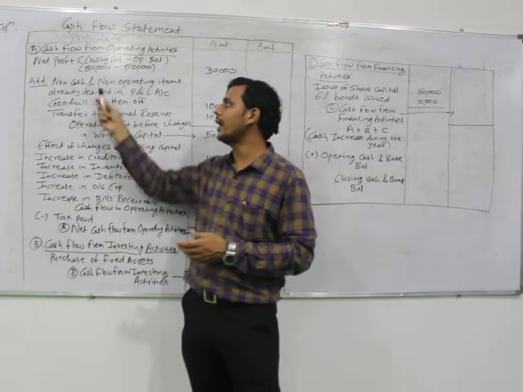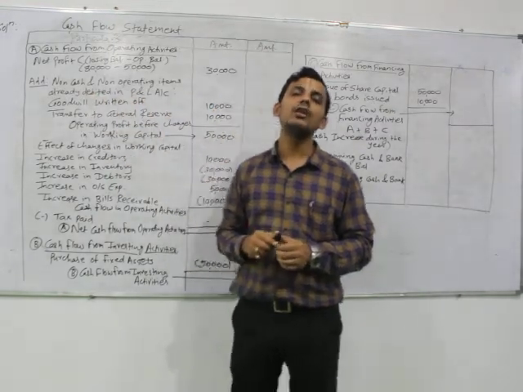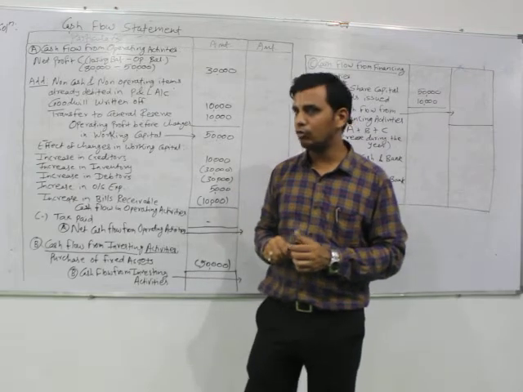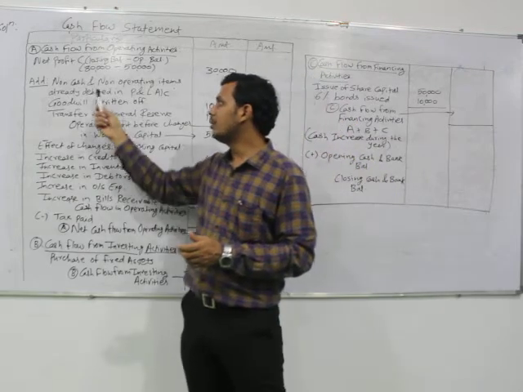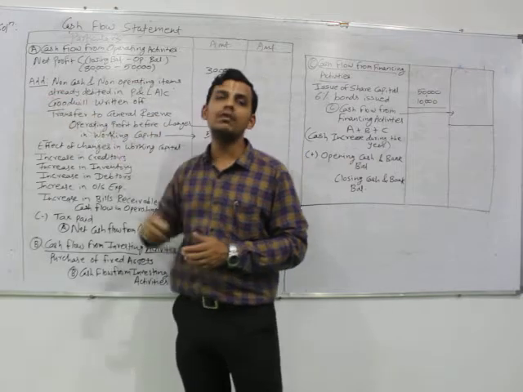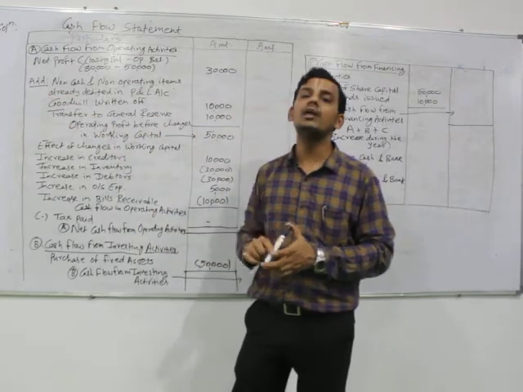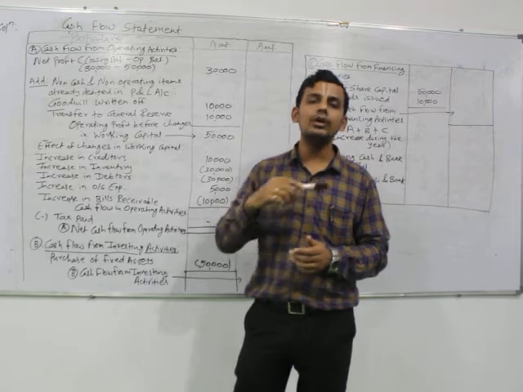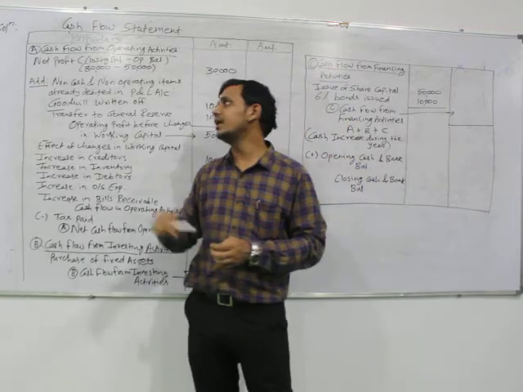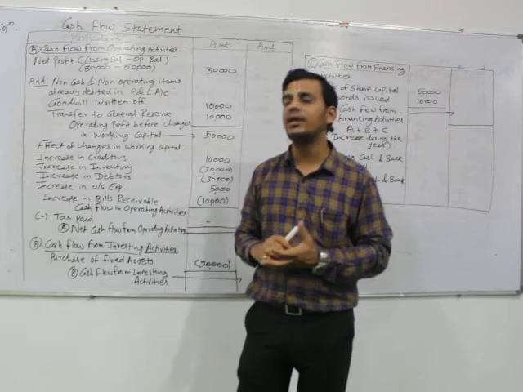Later on, we have to add all the non-cash and non-operating items which are usually included in the P&L account. Since we have debited them in the account, we now have to add them back so that we can nullify the effect of debiting. Similarly, if there was any income shown, then we deduct that income from here so that we get the realistic operating profit.